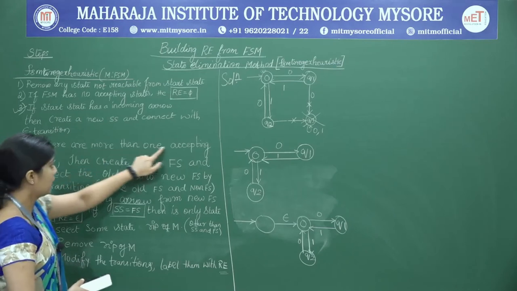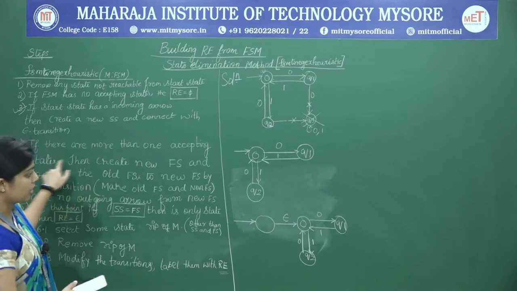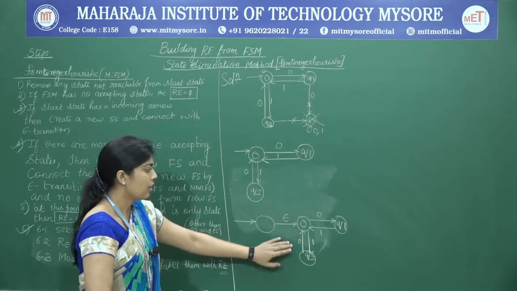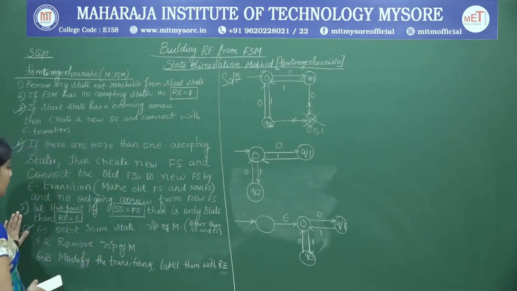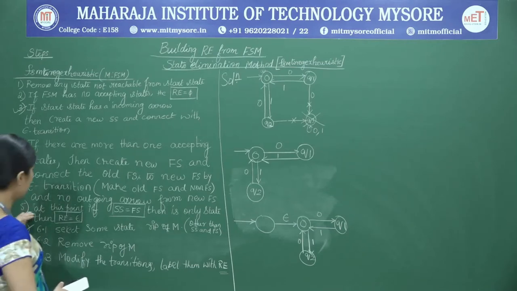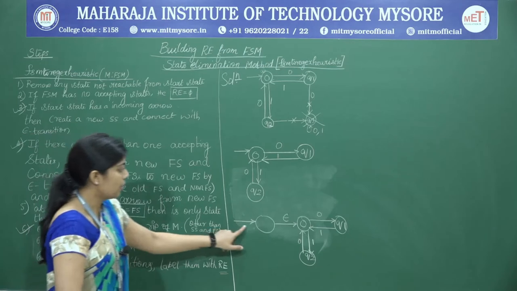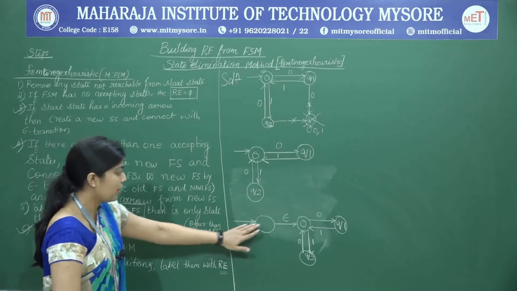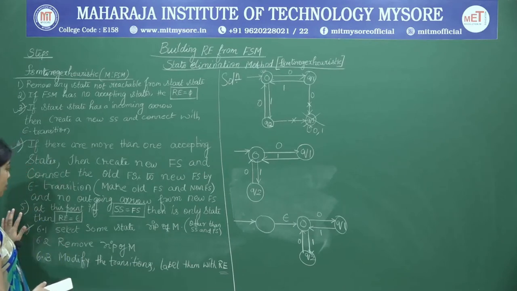Then we go to the fourth step. If there are more than one accepting states, then create a new final state. We examine and see that there is only one accepting state here. So, the fourth step won't hold for this problem. Fifth one. We have finished steps 1 to 4, so we go to step 5 and see if the start state is equal to the final state. The start state is not equal to the final state, and there is more than one state in this automata. So, the fifth step will also not hold.